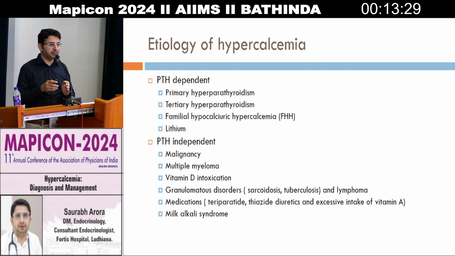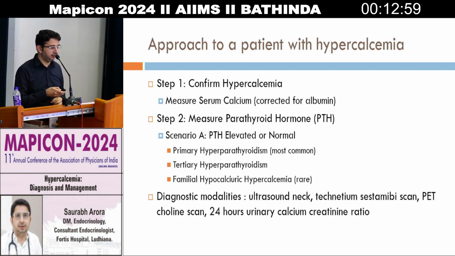So in the PTH dependent category, there is excessive autonomous secretion of PTH. And the most common cause of PTH dependent hypercalcemia is primary hyperparathyroidism. And then tertiary hyperparathyroidism, FHH, and lithium therapy can also lead to PTH-dependent hypercalcemia. Now coming on to PTH-independent hypercalcemia. It occurs due to malignancy, granulomatous disorders, multiple myeloma, and it can occur as a part of vitamin D intoxication. And certain medications can also lead to hypercalcemia. I'll be discussing this in detail.